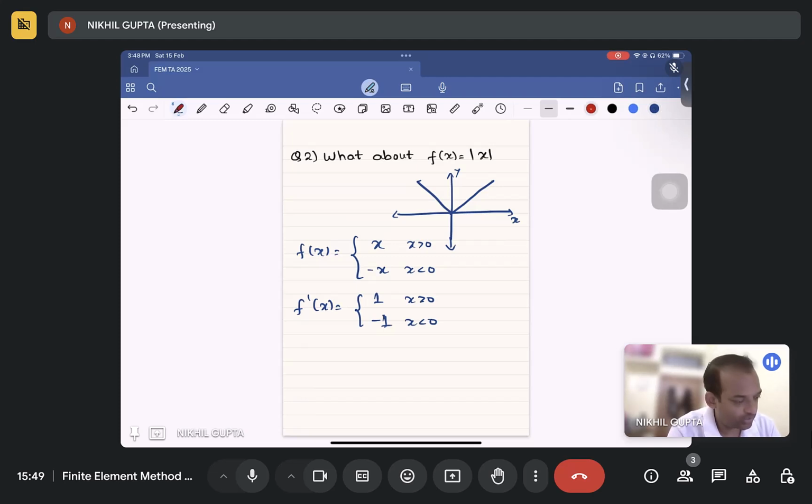So is it continuous? No. When you plot the graph, you'll see it is coming like this, so it is not continuous. So it is not a C1 function. It is a continuous C naught function. So whoever asks you whether mod x is a C naught or C1 function, it's a C naught function.